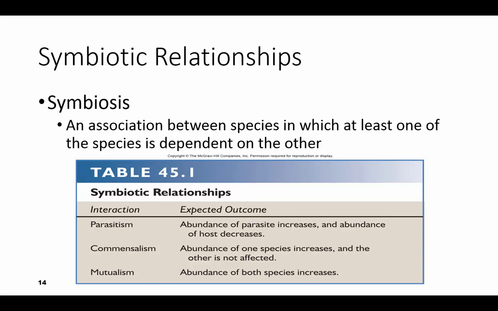So what you're going to expect from this with parasitism, if you have more parasites, it's going to affect the host, and you're going to have a decrease in the host population. Commensalism, you're going to have the one organism that the population gets bigger, but the other one's not affected at all. And mutualism, both of them will experience growth of their populations.